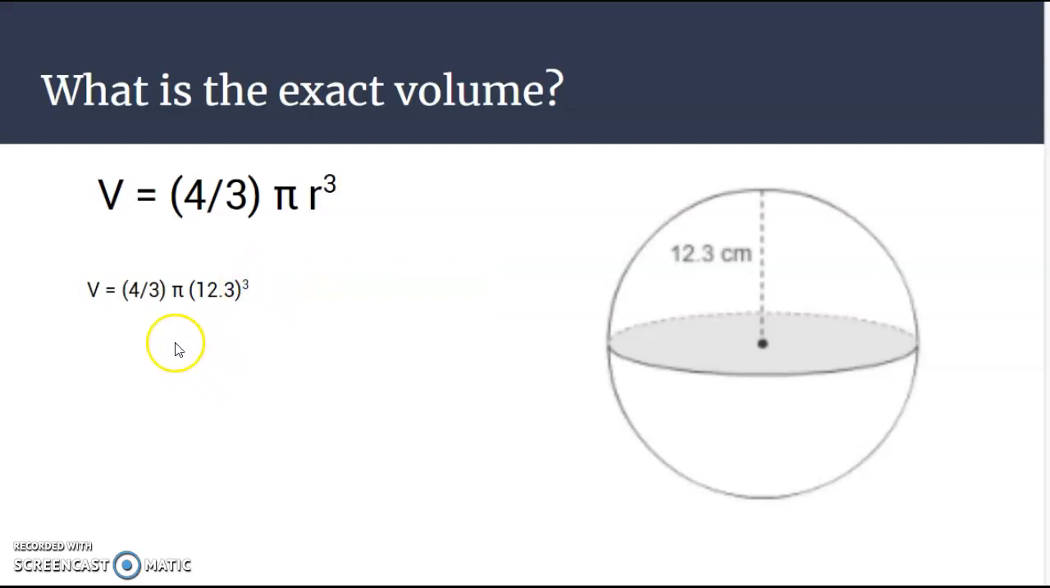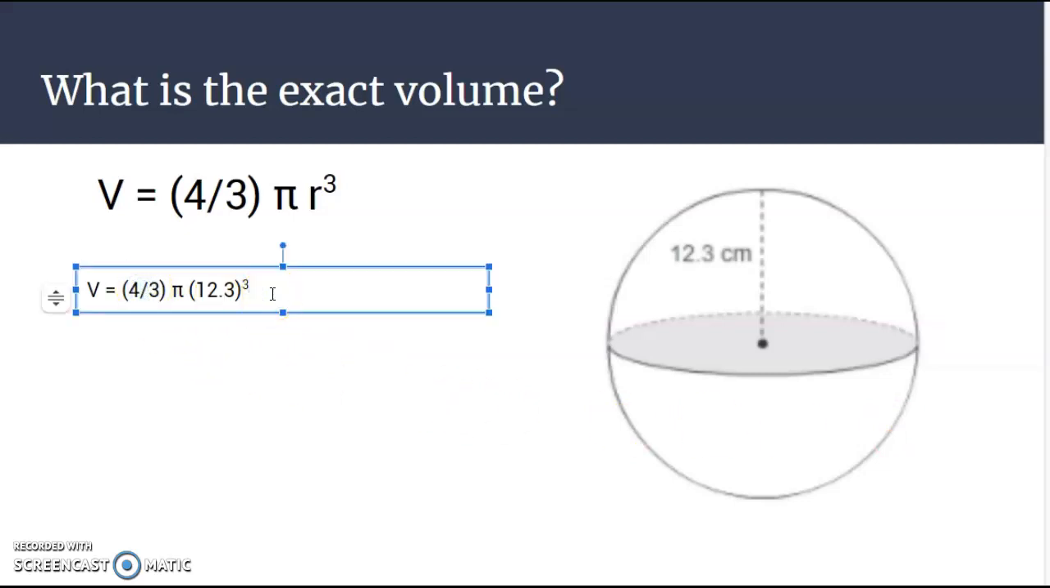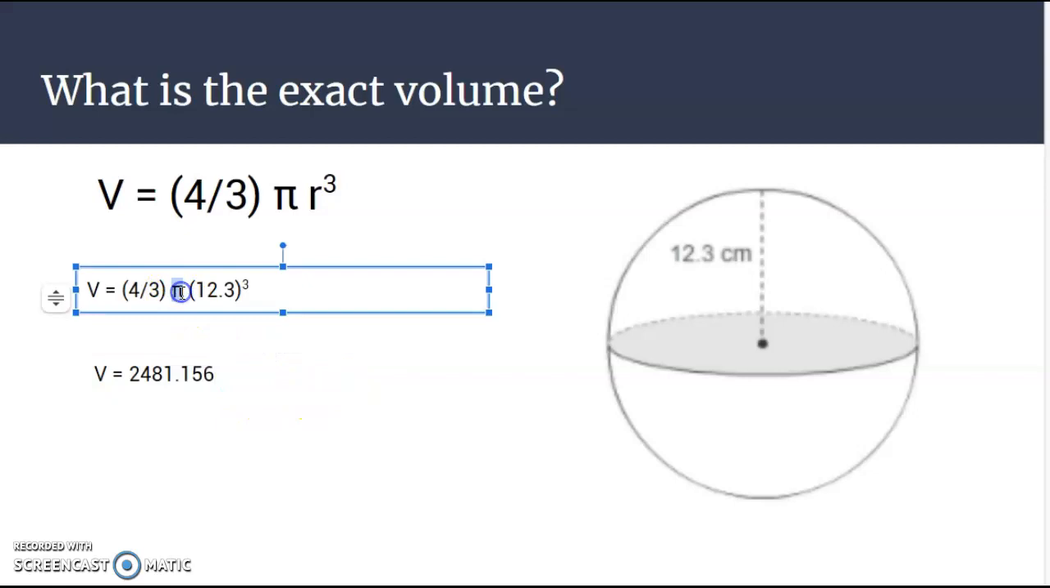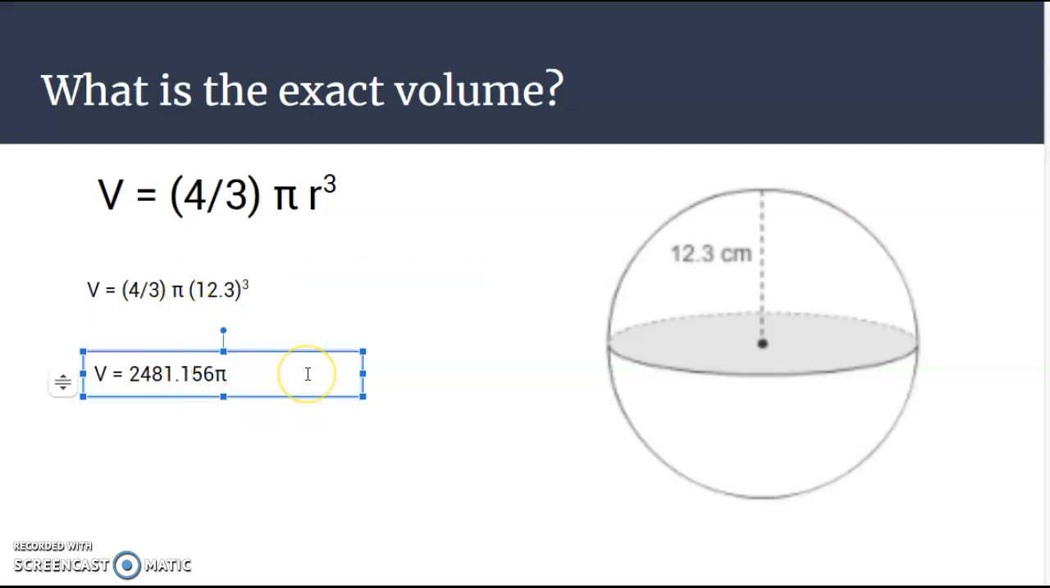Alright, so putting this in the calculator, except for pi, we're going to leave pi in there. If we take 12.3 times itself 3 times, and then times 4/3, that will give us an answer of 2,481.156. And again, we're going to leave that pi symbol in there. Let's copy and paste that over. And notice we're dealing with centimeters, so I'm calling this centimeters cubed. So that's a very accurate way to say the answer for the volume of this sphere. We left pi in there.